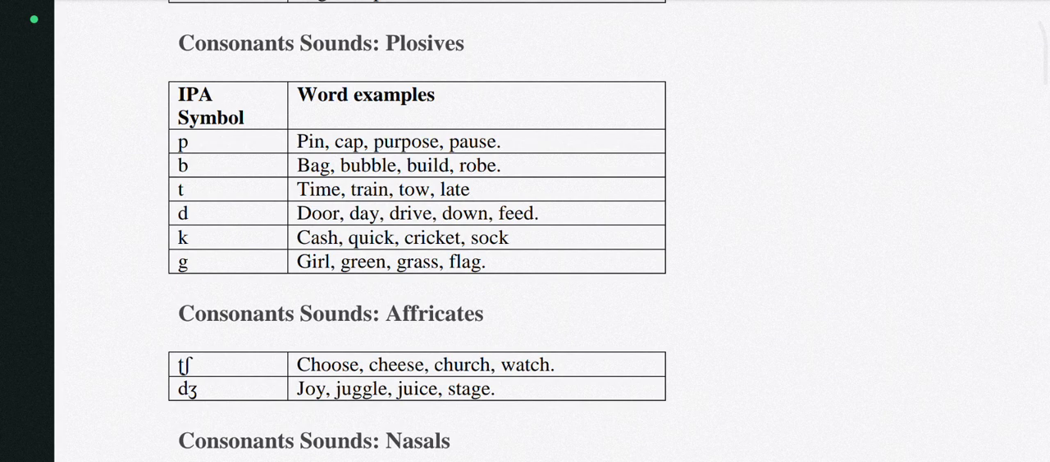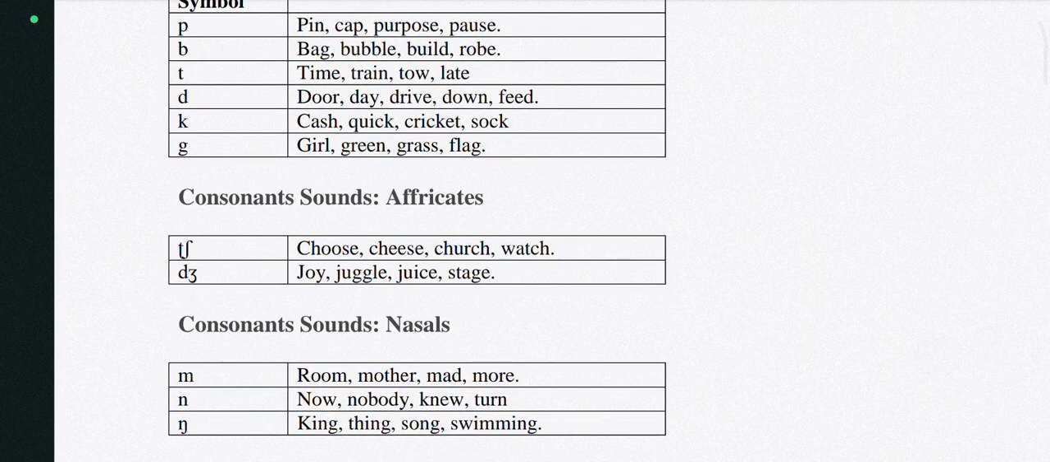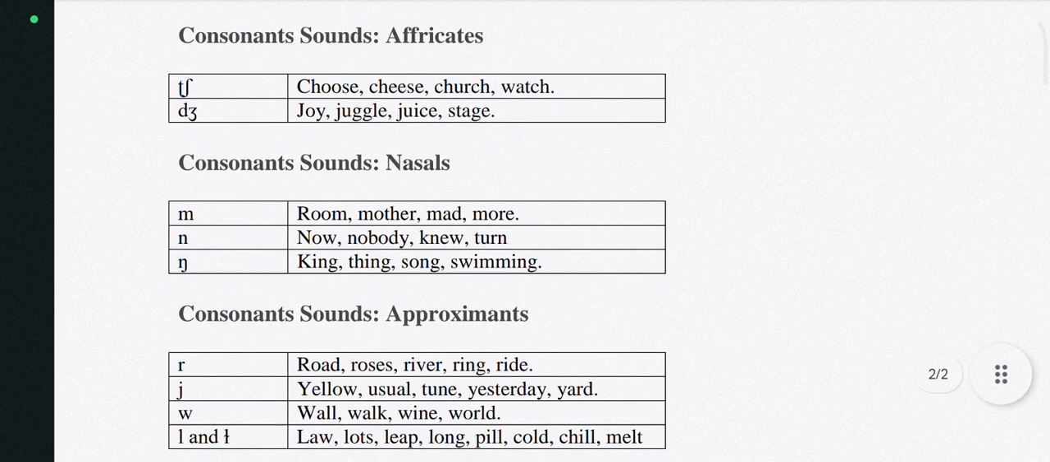Then we have T. Time, train, tow, late. Next one is D. Door, drive, down, feed. K. Cash. The letter is C, but then how are we pronouncing it? Cash. Quick, cricket, sock. G. Girl, green, grass, flag. Okay, so improve your pronunciation using these proper sounds, proper pronunciation, proper phonemes.